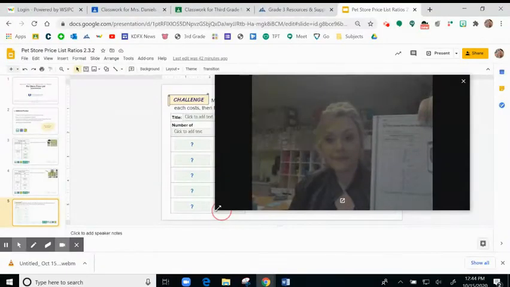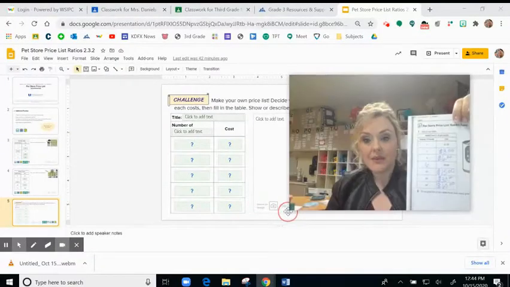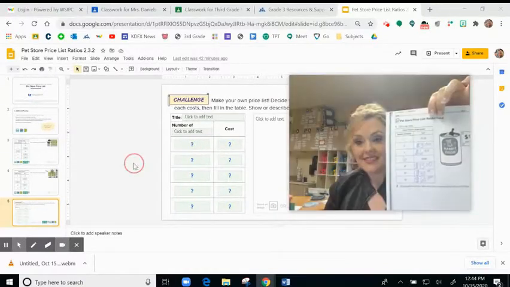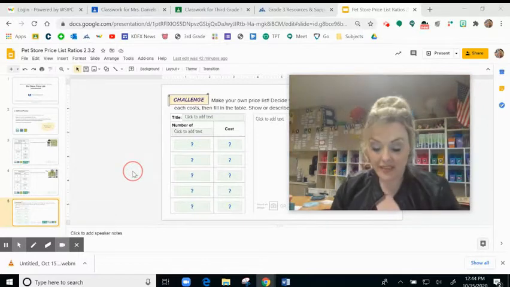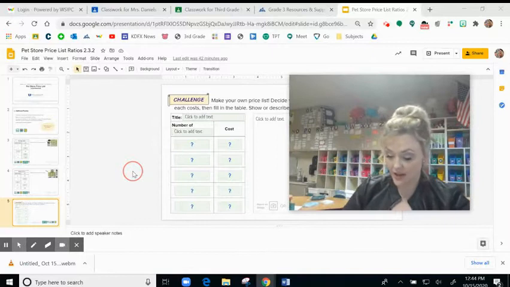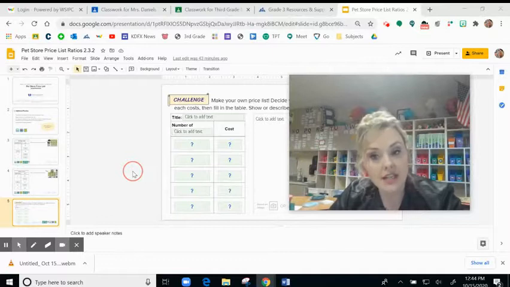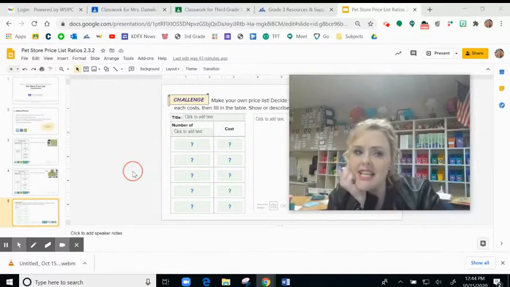What do we know? We know that 10 groups is $15. So if 10 is 15, that's really close to $16.50, and each can is $1.50. So what is 15 plus $1.50?